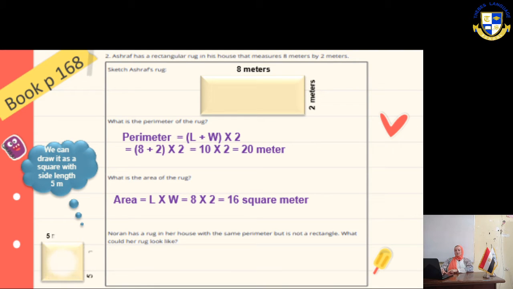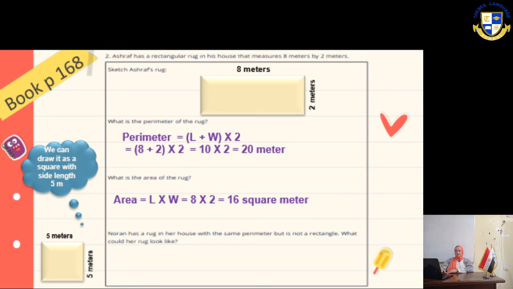Now, if Nuran has a rug in her house with the same perimeter but not a rectangle, what could her rug look like? We can draw a square. To make it with the same perimeter, we are going to make 20 divided by 4 to find the side length. So it will be 5 meters for the side length.